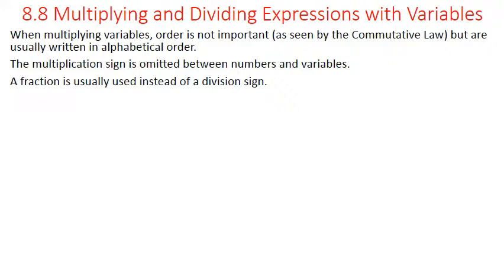So x and then y, or if it's a and b, you don't write BA, you write it in alphabetical order. The multiplication sign is omitted between numbers and variables, so instead of 2 times y, you would just write 2y. You just leave the multiplication sign out when it's between a number and a letter or two letters. So x times y would be xy.